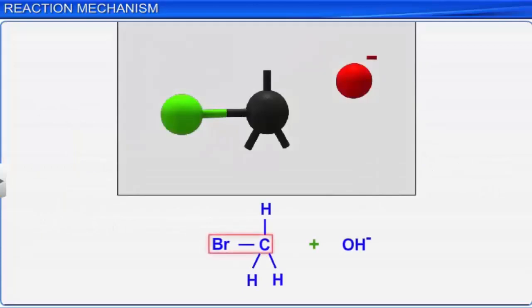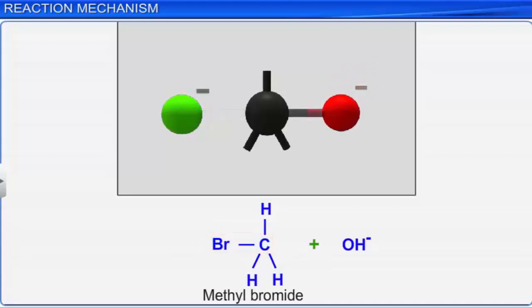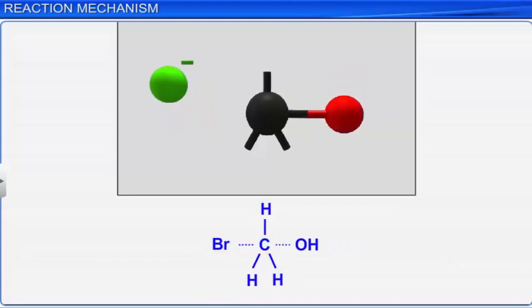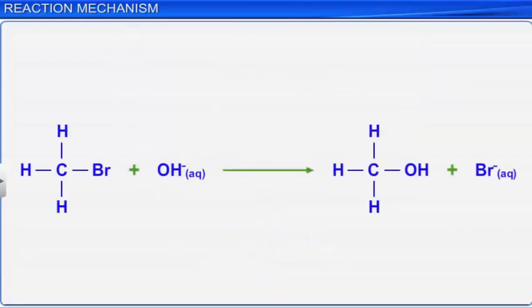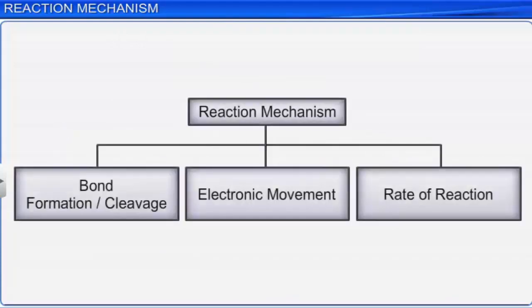The covalent bond between carbon and bromine of methyl bromide gets cleaved and a new bond between carbon and hydroxide ion is formed. The energetics during breaking and forming of bonds, movement of electrons, and the rate of reaction in a sequential description are referred to as the reaction mechanism. Let's study each step in detail.